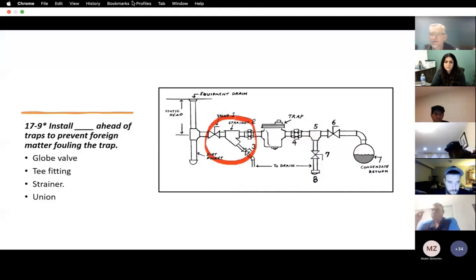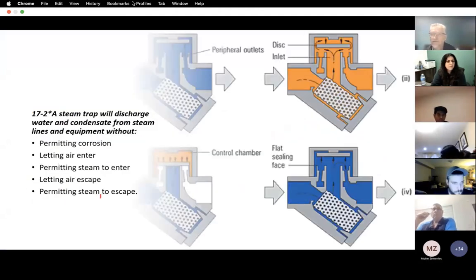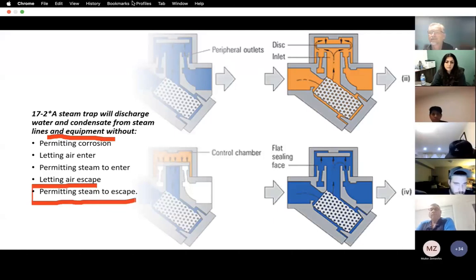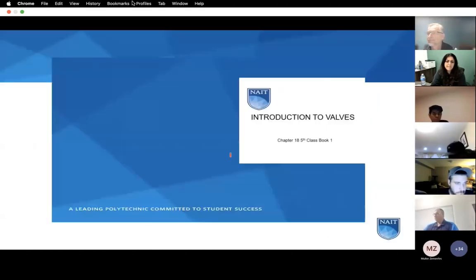Install a strainer ahead of the trap to prevent foreign matter. Right? Steam trap will discharge water and condensate from the steam lines or other equipment without letting steam escape. Okay. Any questions on traps?